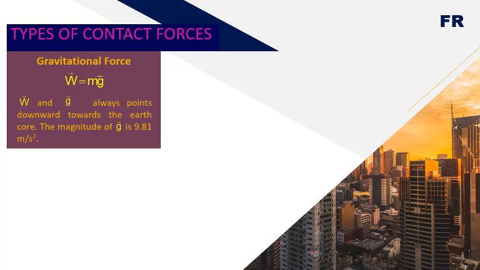And now we go into detail on the four common types of forces existing when an object is in motion. Number 1, the gravitational force. The main equation is W equal to mg, where W is the weight of the object, g is the gravitational acceleration of the object. W and g always point downward towards the Earth's core. The magnitude of g is 9.81 meter per second squared.